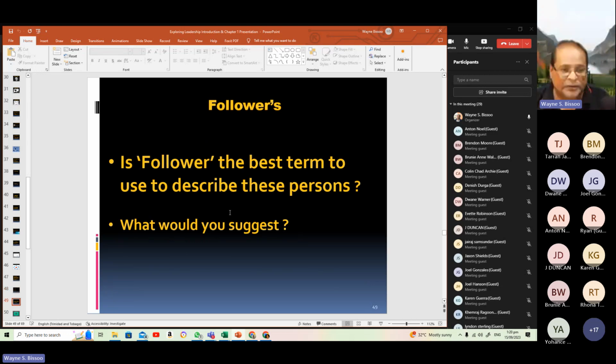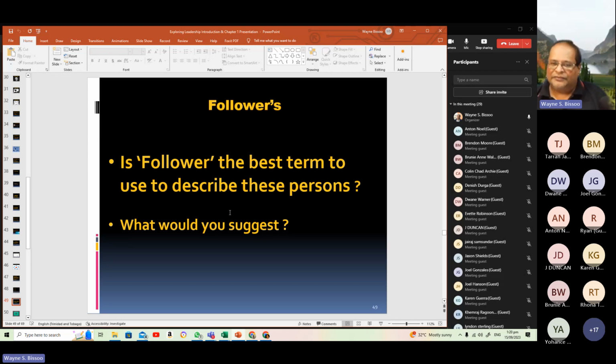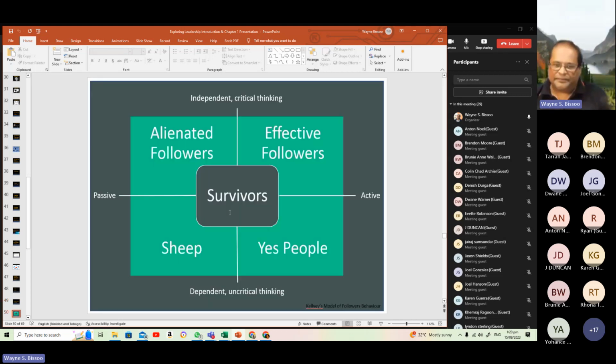So the text asks the question, is the term follower the best way to describe this type of person? I have always preferred to use the word associates, but what are some of the terms you might want to use for a follower with those kinds of qualities? I say they're the associates. We could call them supporters. Yeah, okay, maybe. What else? Partners.